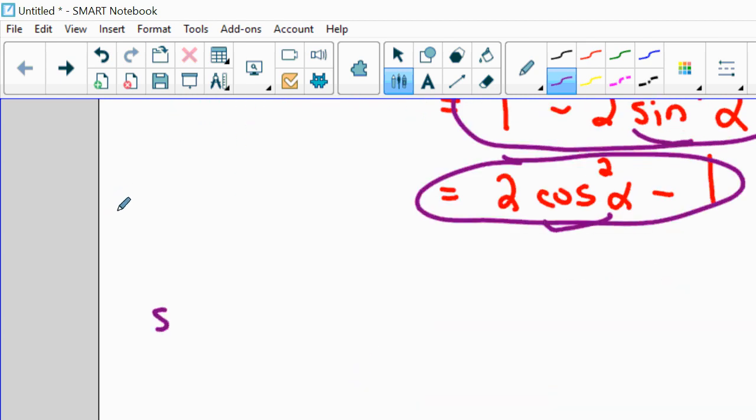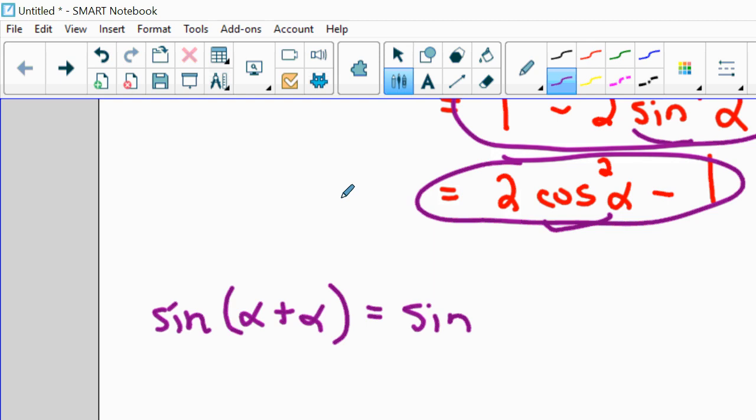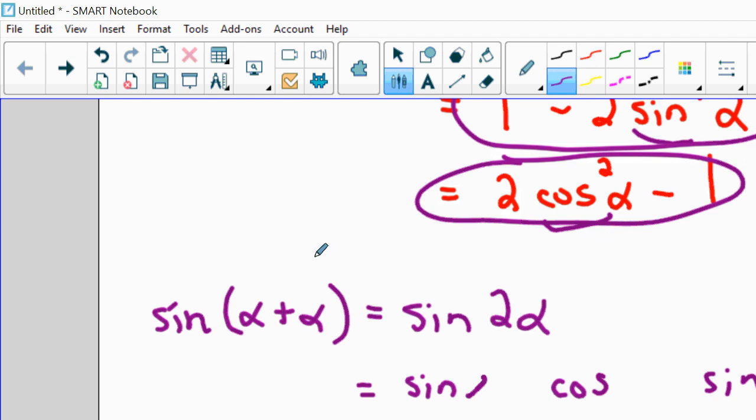Similarly, sine of alpha plus alpha, i.e. sine of 2 alpha, is sin alpha cos alpha, cos alpha sin alpha, plus goes with plus, and you get 2 sine alpha cosine alpha is the sine of 2 alpha formula.